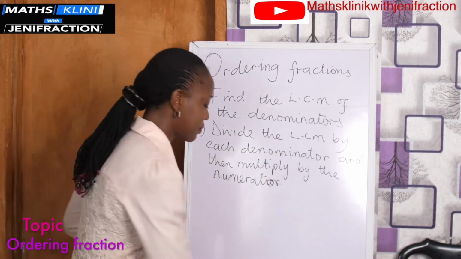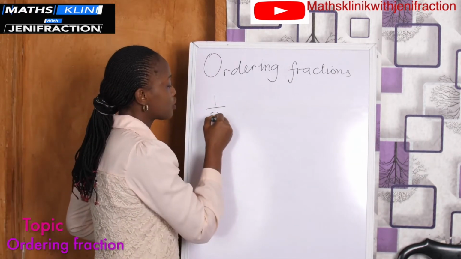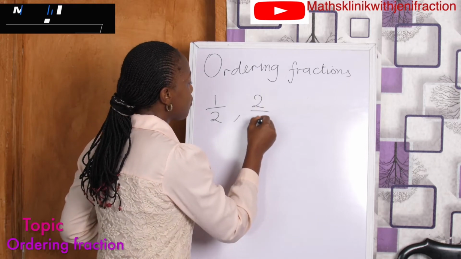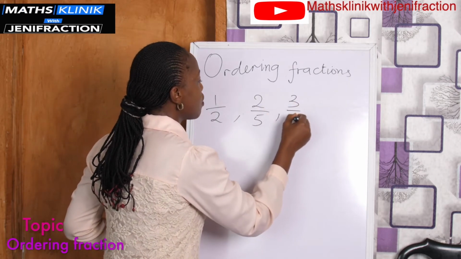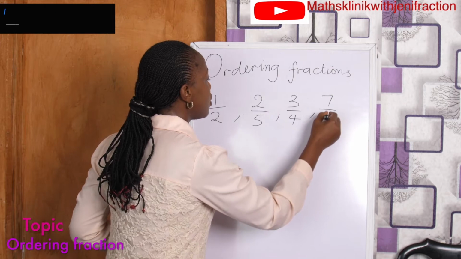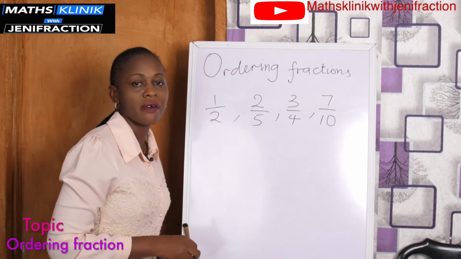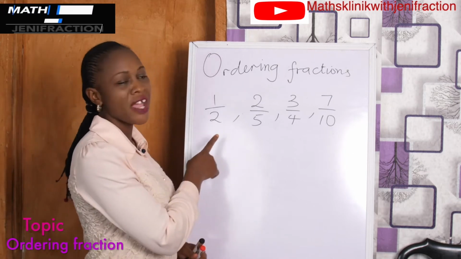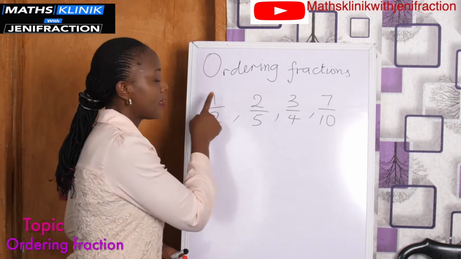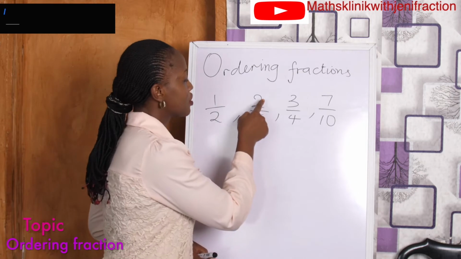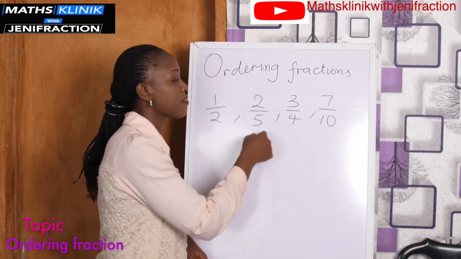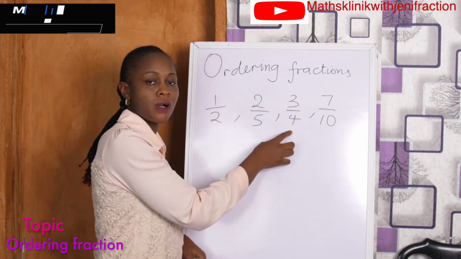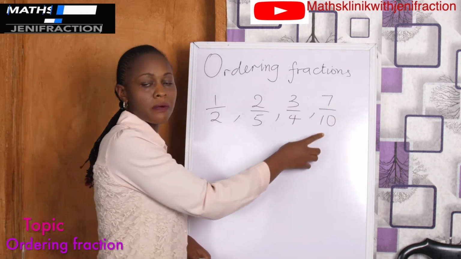Let's take examples. I have 1 over 2, 2 over 5, 3 over 4, 7 over 10, and we are to arrange them in ascending order. Now we have these fractions: 1 over 2, 2 over 5, 3 over 4, and 7 over 10.